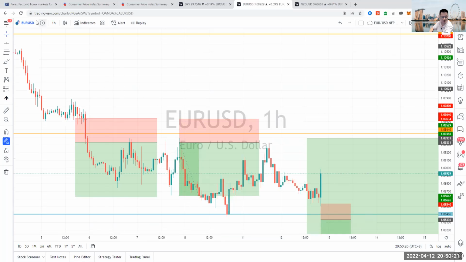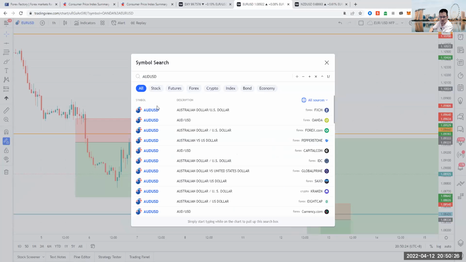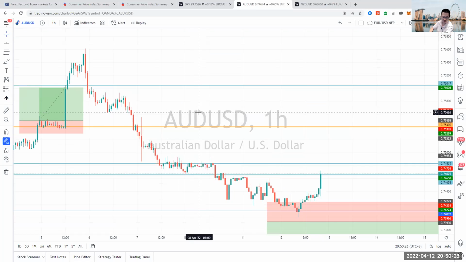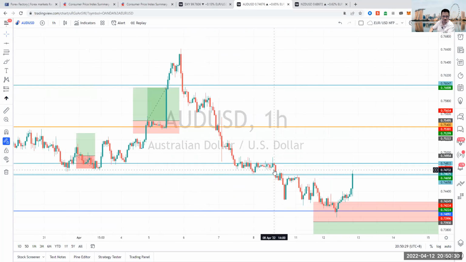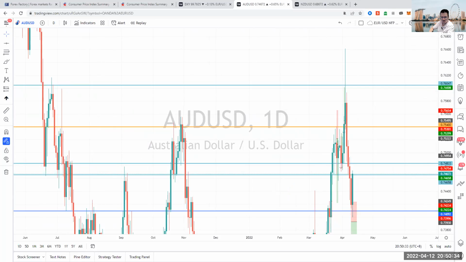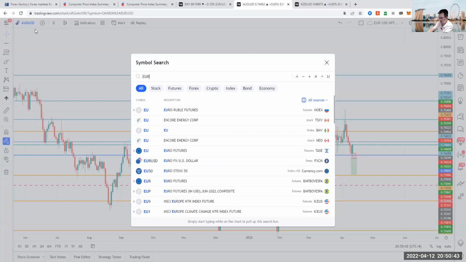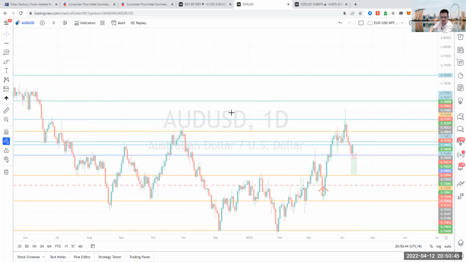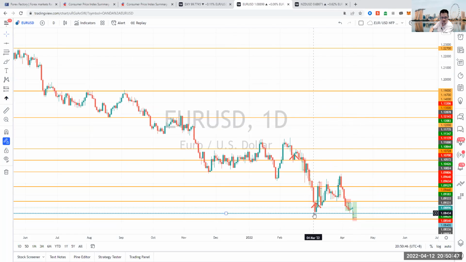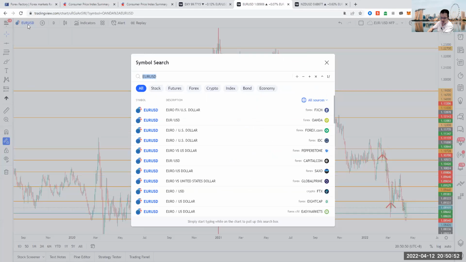Euro dollar is bouncing. I'm not keen on that. Aussie dollar is also bouncing. So everything is bouncing. And remember that I was telling you all, everything is at a very low point. Aussie dollar, okay, not so much, it's got a bit of a reversal happening. Euro dollar is at a very low point, so I was very careful of the euro dollar. We haven't seen that low point since 2020. Pound dollar as well.